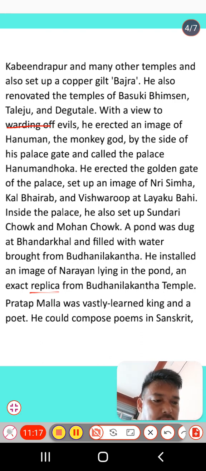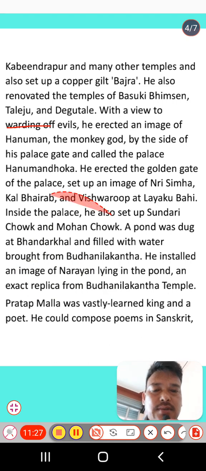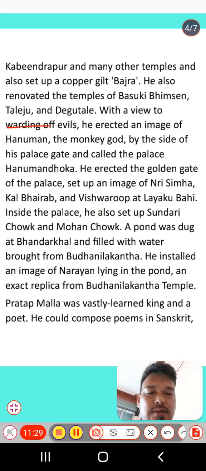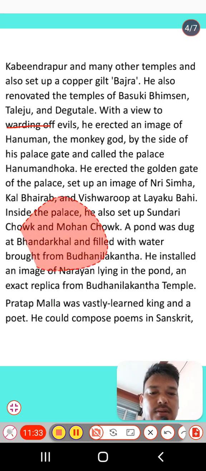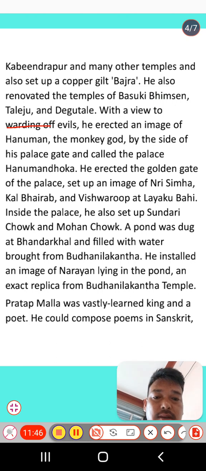In whole, students, in his tenure he erected, constructed and repaired many temples and ponds, and he erected many images and gave them names later. This is what he did because he was a religious minded person and had very much faith in religion.